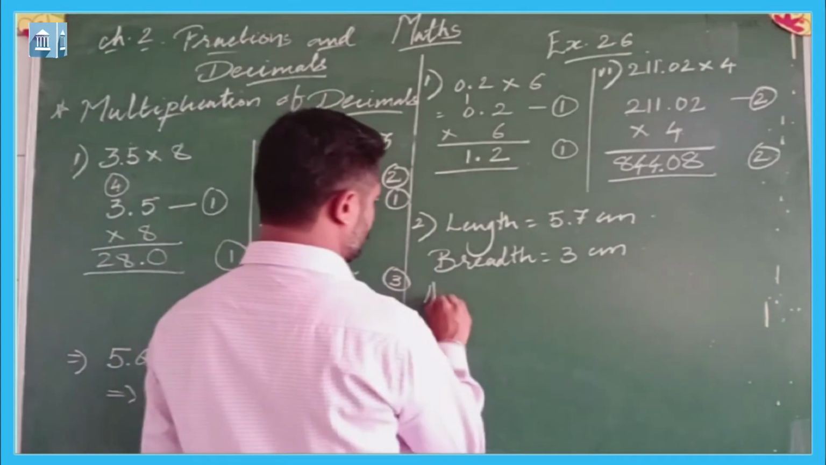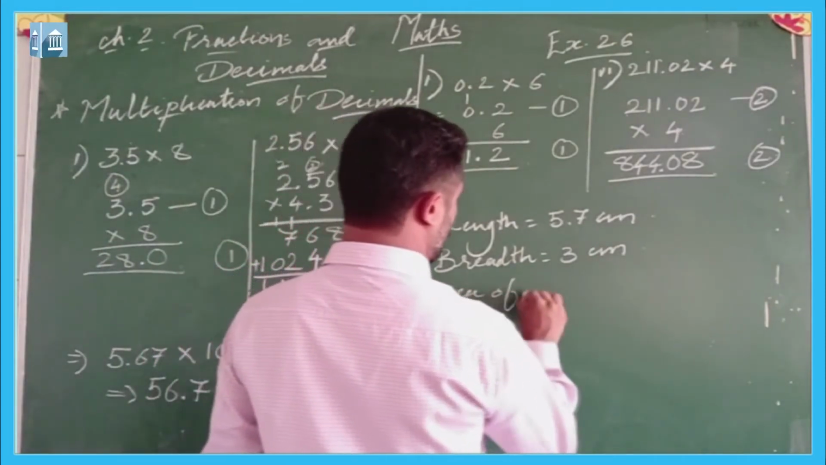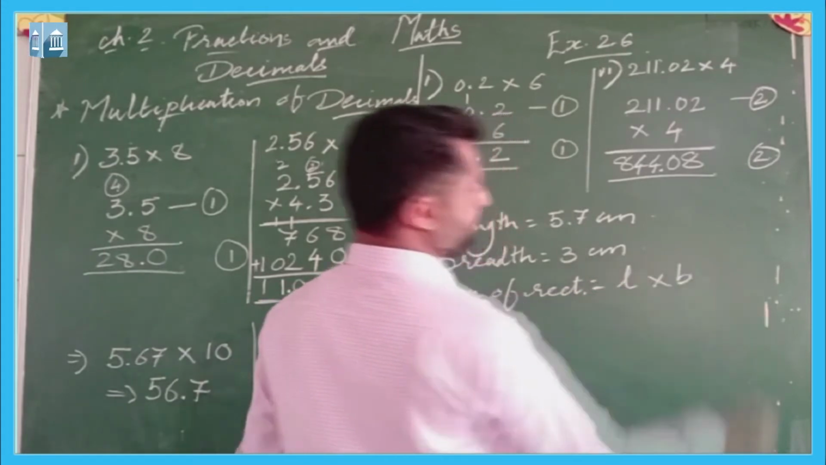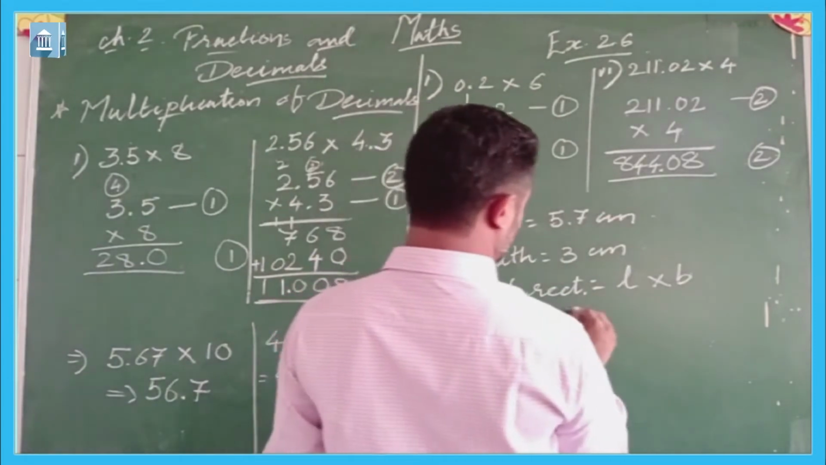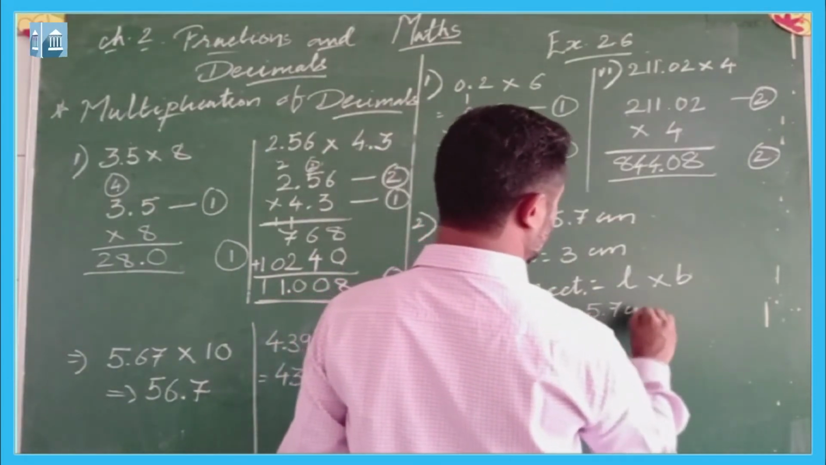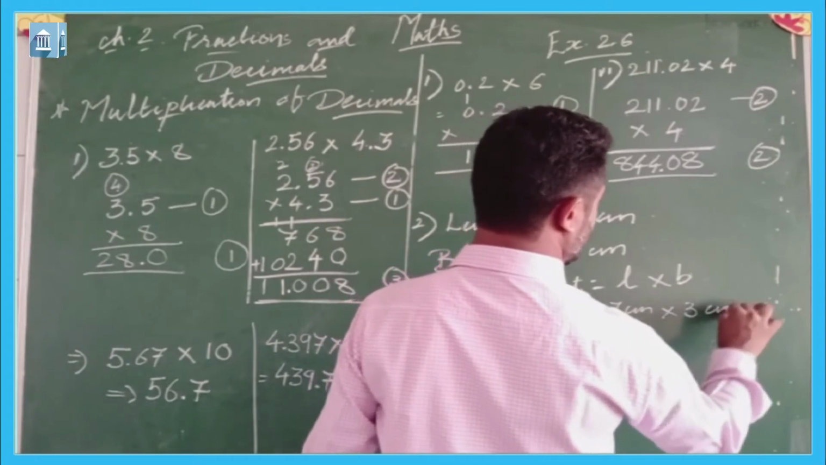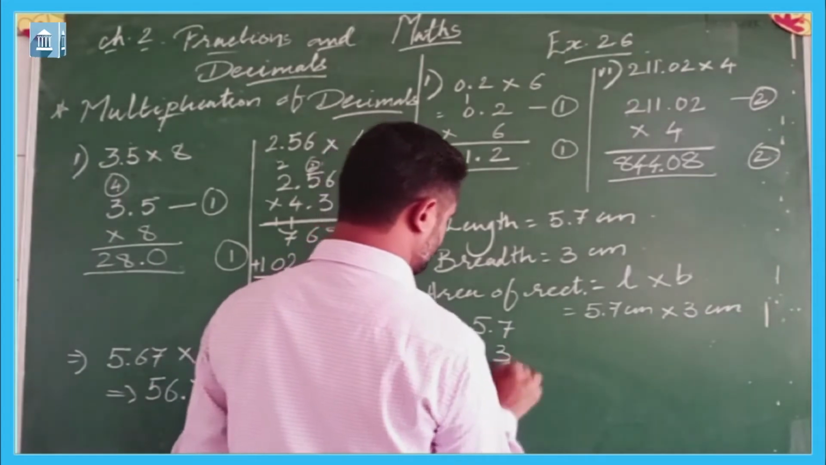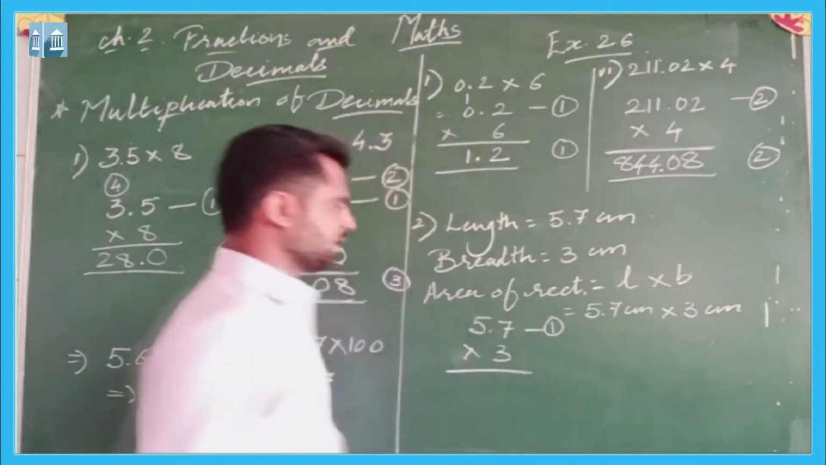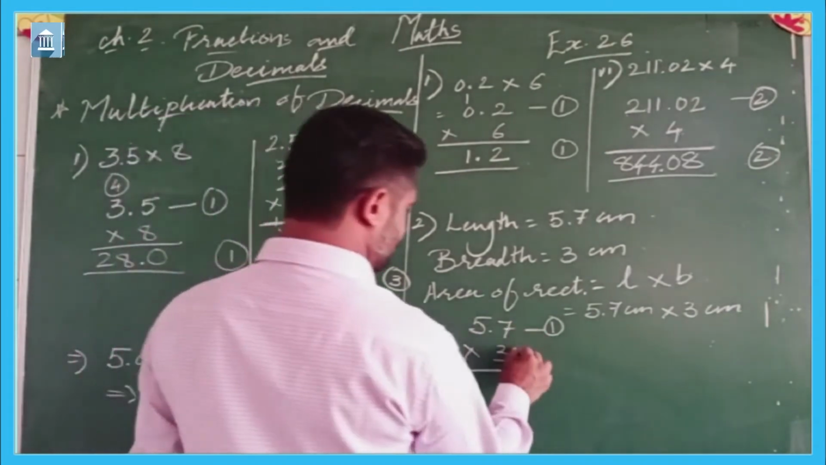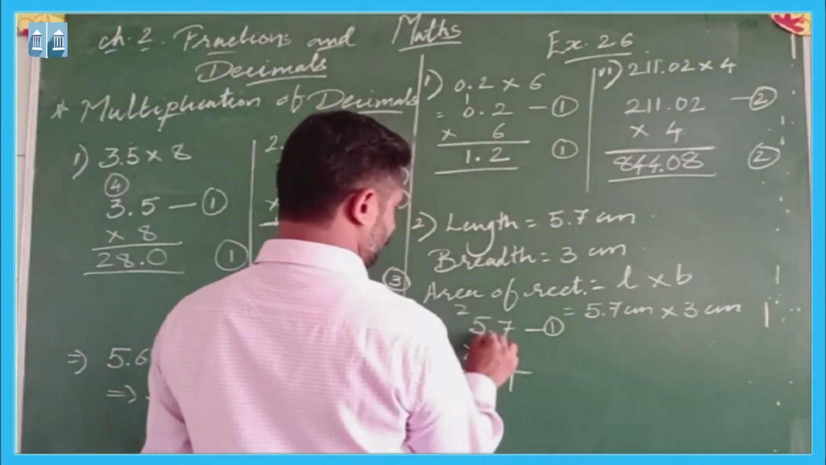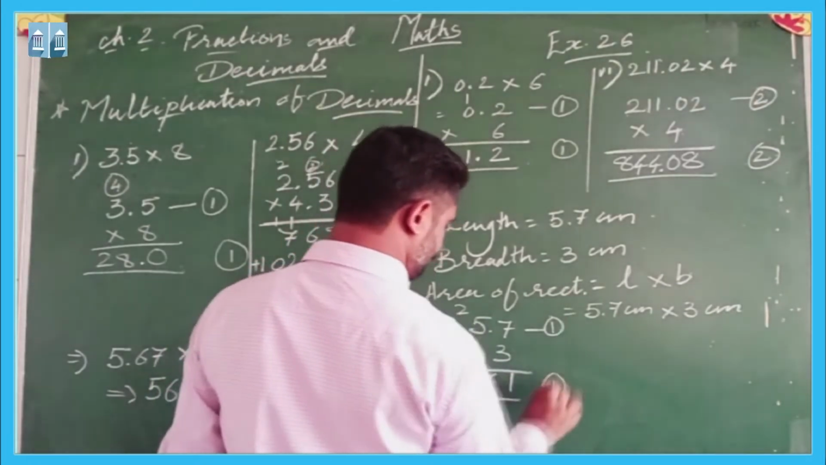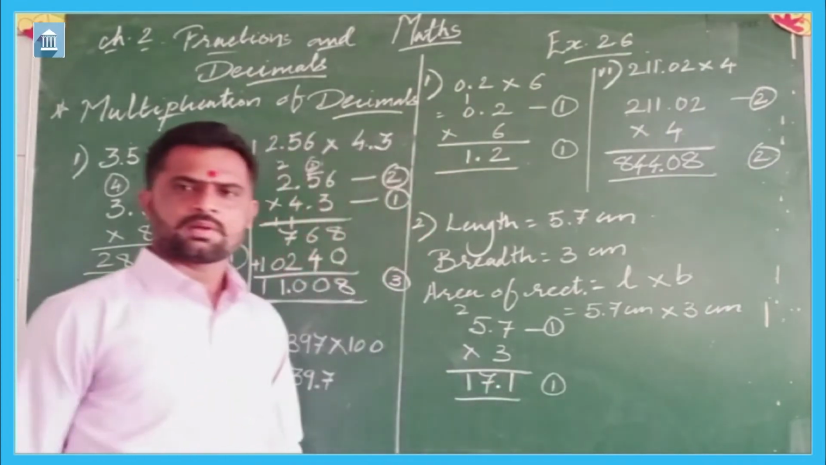We know that area of rectangle is equal to L into B. It means here length is 5.7 cm multiplied by 3 cm. When you multiply it, 5.7 into 3, we see that after the decimal point 1 digit is there. 7 3s are 21, 5 3s are 15 plus 2 is 17. So 1 is there. The decimal point will come before 1.